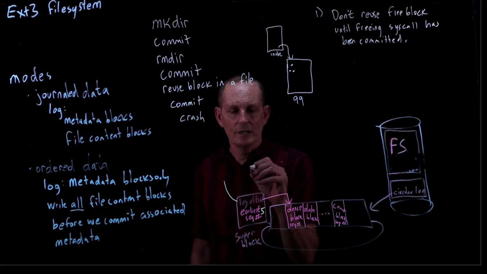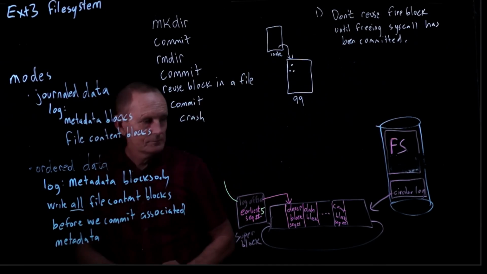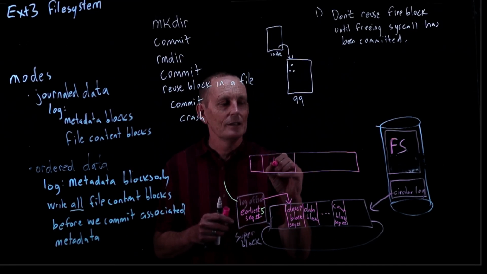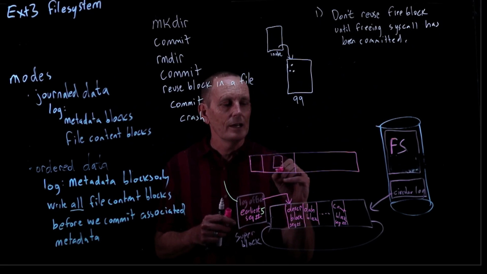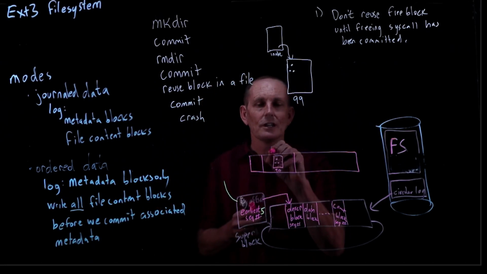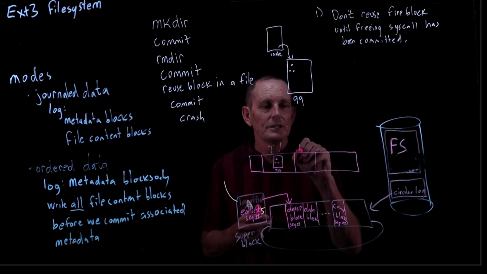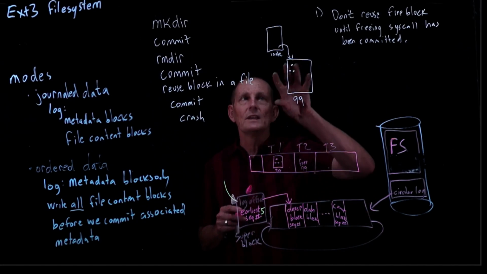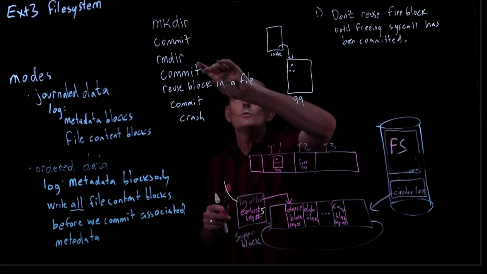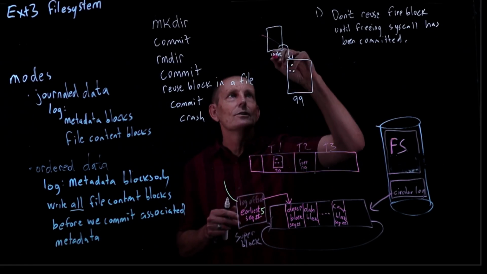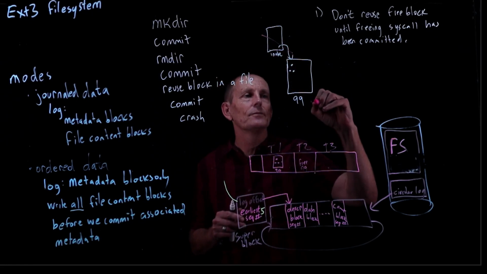So what do we have in our log? We have one transaction that says 99 is dot and dot dot. So this is transaction 1. Transaction 2 says basically free 99. And then transaction 3 we'll look at in a moment. So we do this part, right? And then we do a remove directory, which basically gets rid of this inode. And this is now free.